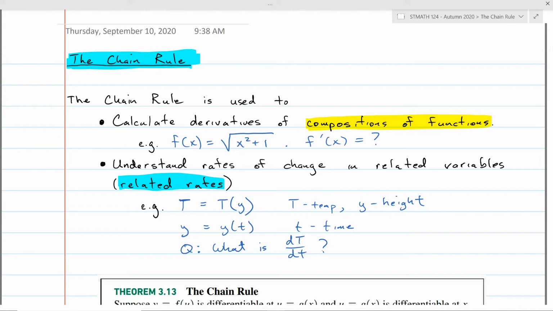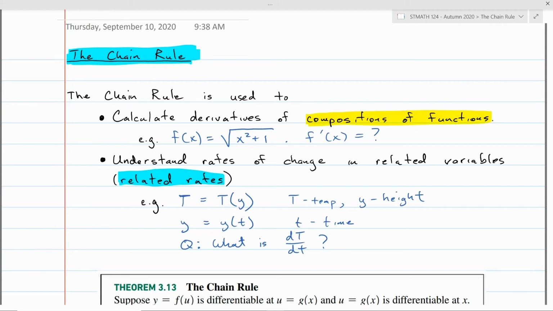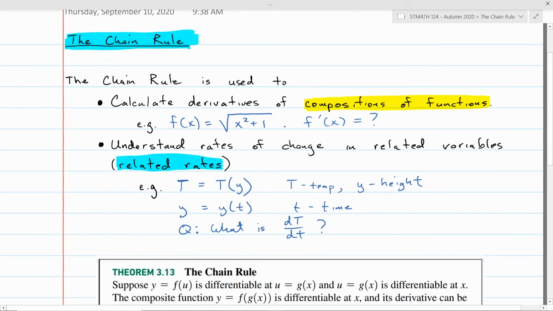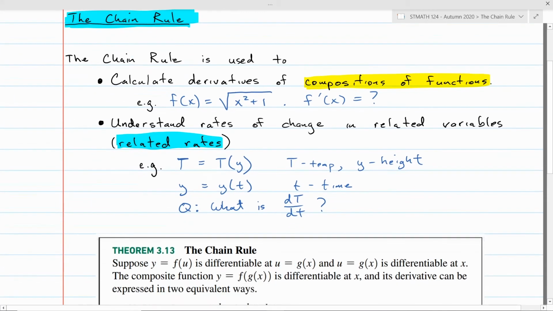I might rather know what's happening with respect to time rather than what's happening with respect to the particular height it's at. So you see the variable T depends on y, which in turn is dependent on the variable t. So that means that T is indirectly dependent on time. And so the chain rule gives us a way to calculate that derivative dT/dt, even though the function T has been given to us in terms of height rather than in terms of time. So that's the sort of thing we'll be able to get at with the chain rule.